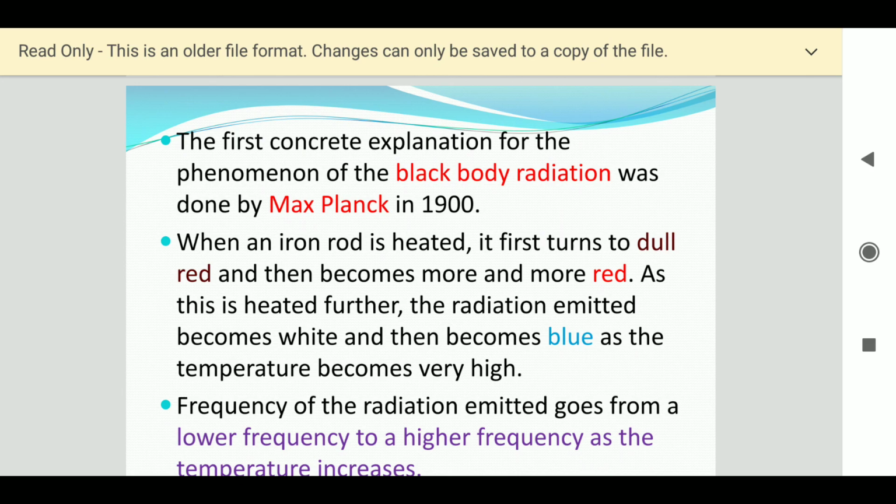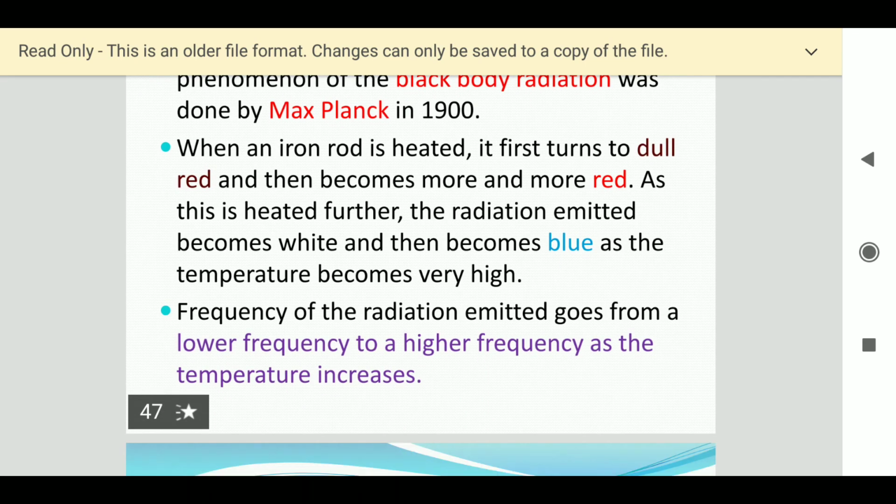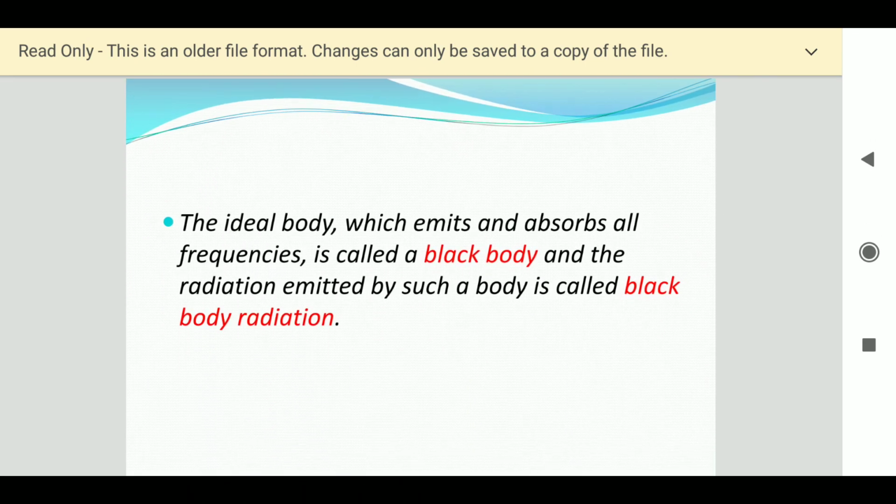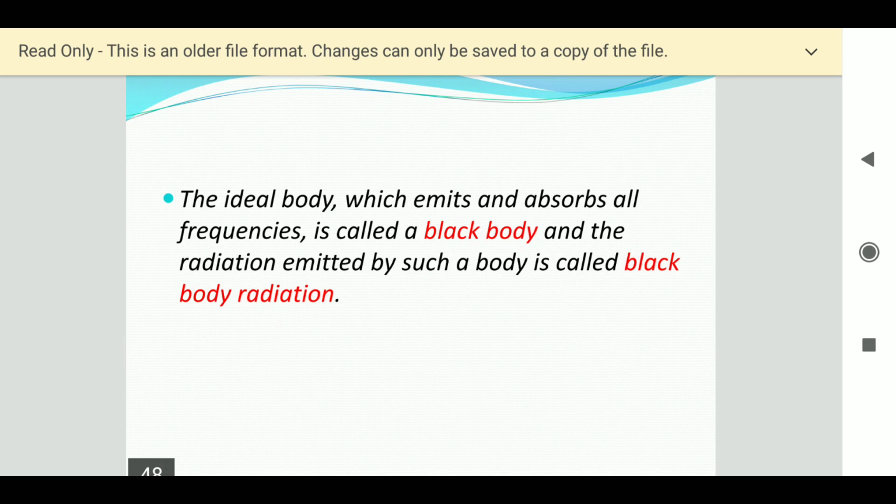Planck in 1900. When an iron rod is heated, it turns to dull red and then becomes more and more red. As it is heated further, the radiation emitted becomes white and then becomes blue as the temperature becomes very high. किसी रॉड को उन्होंने हीट अप किया था वेरी हाई टेम्परेचर, तो उससे रेडिएशन मूव आउट हुई, एंड फ्रीक्वेंसी ऑफ द रेडिएशन एमिटेड गोज फ्रॉम अ लोअर फ्रीक्वेंसी to a higher frequency as the temperature increases. So the ideal body which emits and absorbs all the frequencies is known as a black body. So this is the definition of a black body which actually emits and absorbs all colors and all frequencies of light, and the radiation emitted by such a body is called black body radiation.